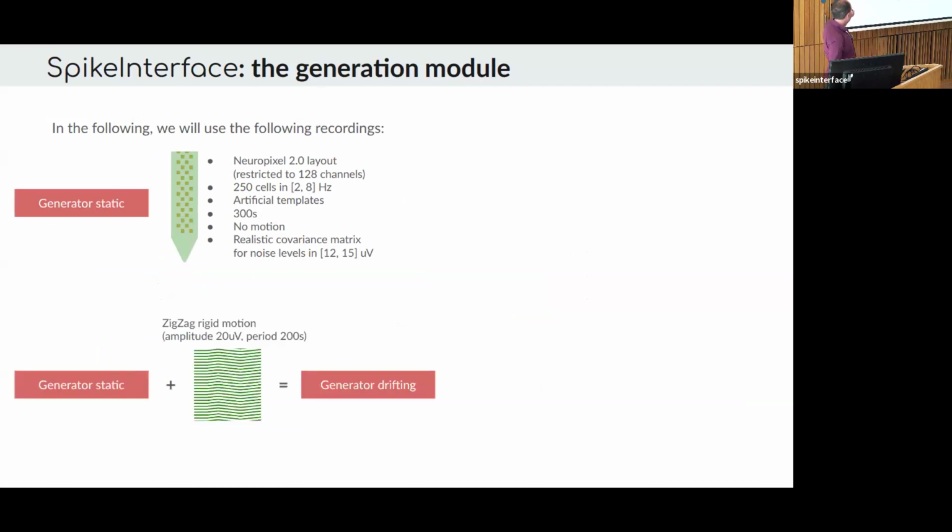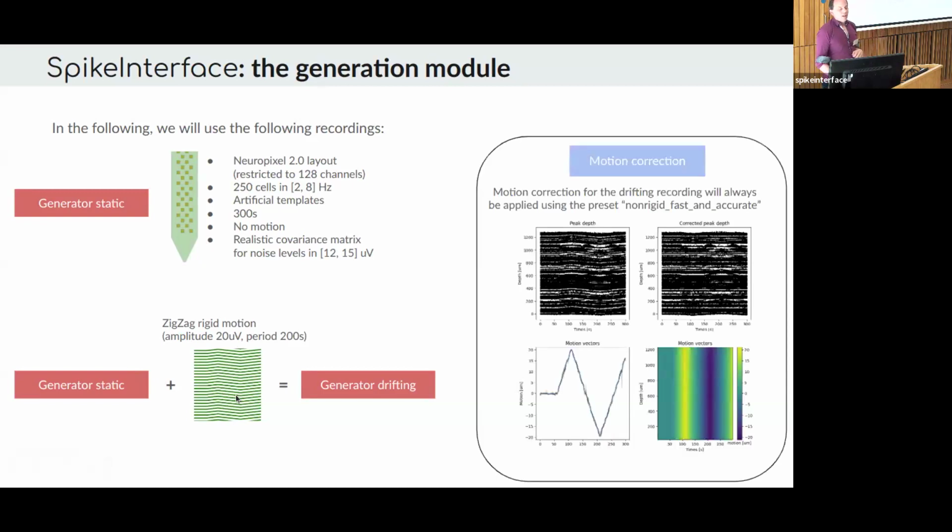When I talk about a drifting recording, I will assume that I'm taking my static recording and adding a zigzag rigid motion on top of it. And this will be my drifting recording, okay? And also in the following, when I talk about a motion corrected recording, I will take the best, I mean, up to now, method for compensating for the motion. As Charlie already mentioned before, in SpikeInterface there is a correct motion function that will allow me, given the raster plots also mentioned by Charlie, to estimate the motion and compensate for it.